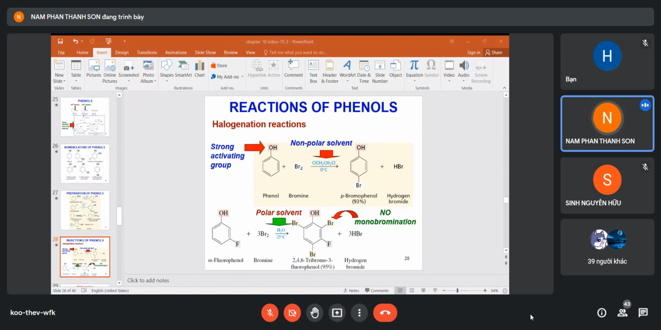Let me ask you something because this is important. I say again, phenol has similar reactions to benzene, but what is the reaction of benzene? Can you tell your friend what electrophilic aromatic substitution reaction benzene has? Okay, which reaction do you remember? The substitution to the benzene ring.